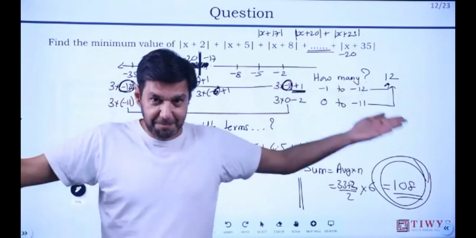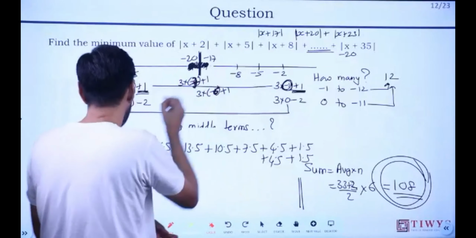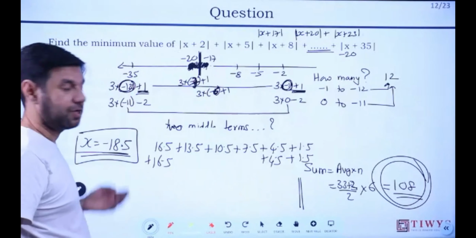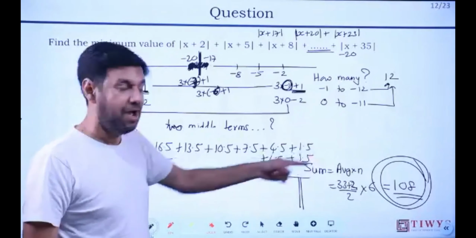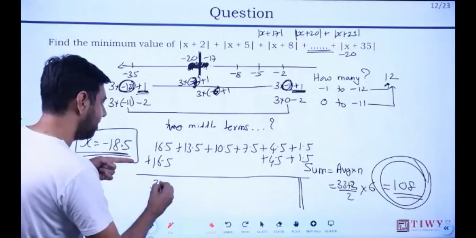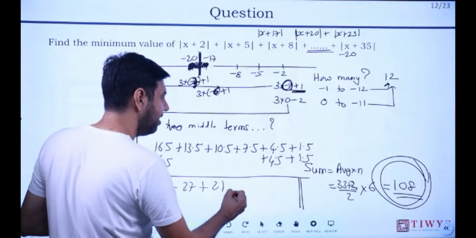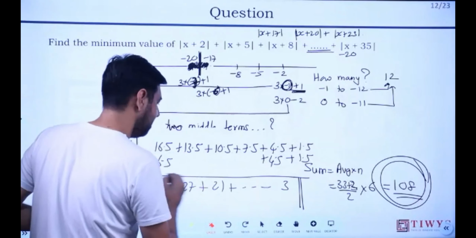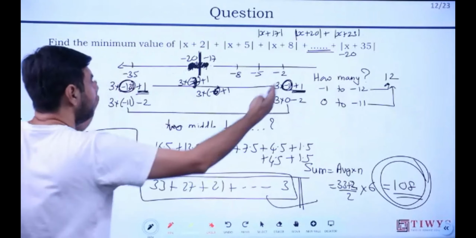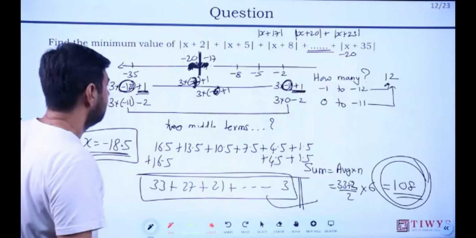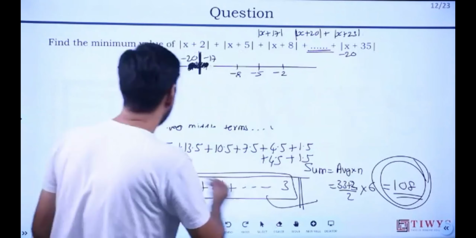Because both sides are going equally, you have taken the exact middle, 18.5. So tell me, if I add them up, what do I get? Now instead of adding this way, you can add this way: 33 plus 27 plus 21 plus so on till 3. Isn't this what we had got earlier? Did we not get this directly?